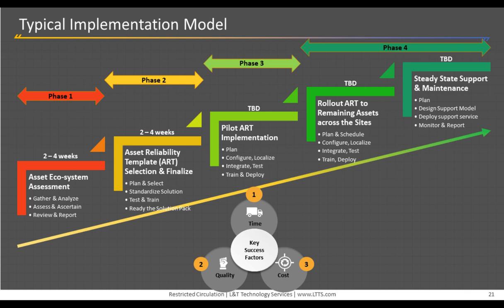The typical implementation model that we foresee in most of our engagements and assignments is that once you have the reliability center devised for your own industry or asset ecosystem, you can build an asset reliability template, as we call it, which deals with the various kinds of assets and what intervention is needed. You can utilize that ART, the asset reliability template, and implement it for one value stream or one section or maybe one plant where you have the key diverse assets.